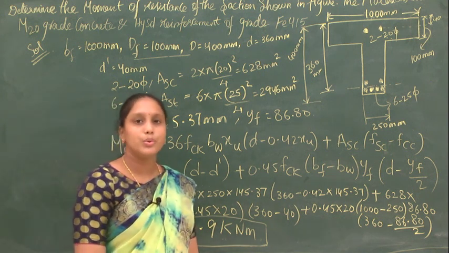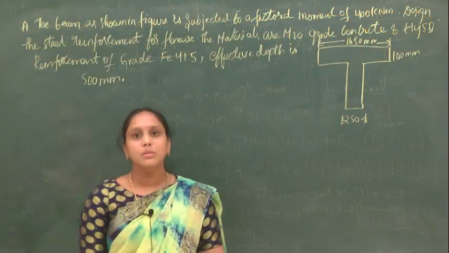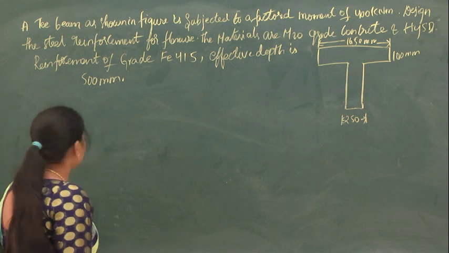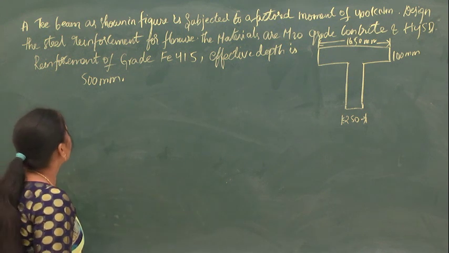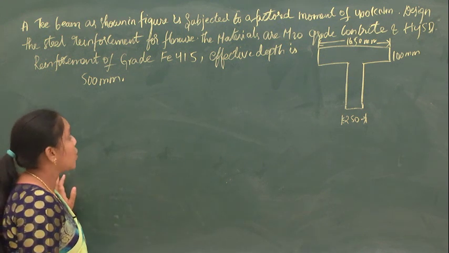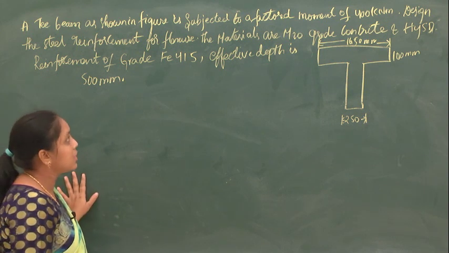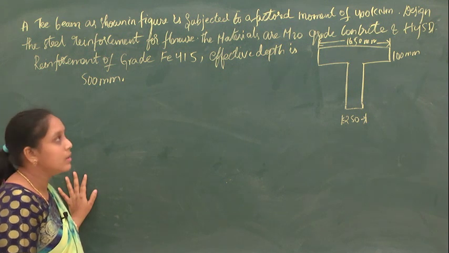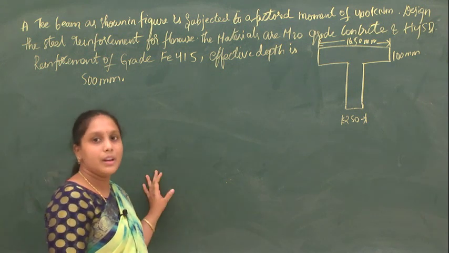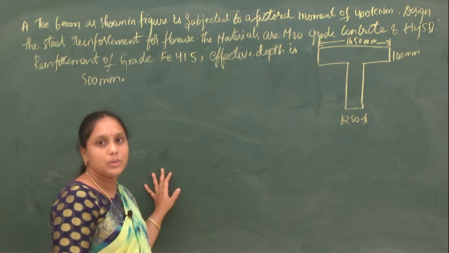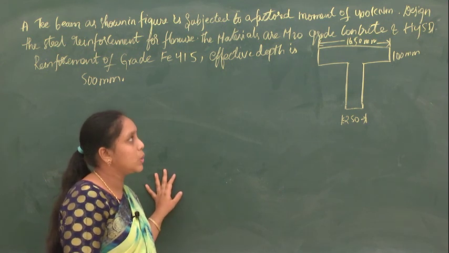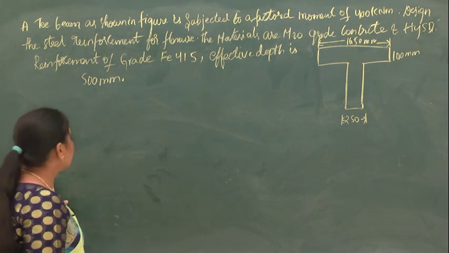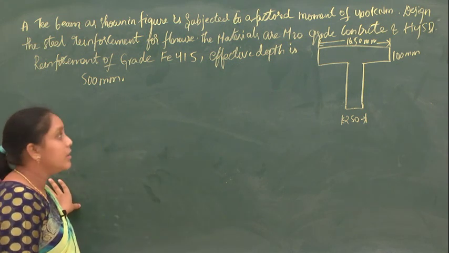And the moment of resistance for this particular doubly reinforced T section is 332.9 kilonewton meter. Now let us solve another problem on flange beams. The question is, a T-beam as shown in figure is subjected to a factored moment of 400 kilonewton meter. So what he has given here is the Mu value, that is the factored moment, which is 400 kilonewton meter. Design the steel reinforcement for flexure.